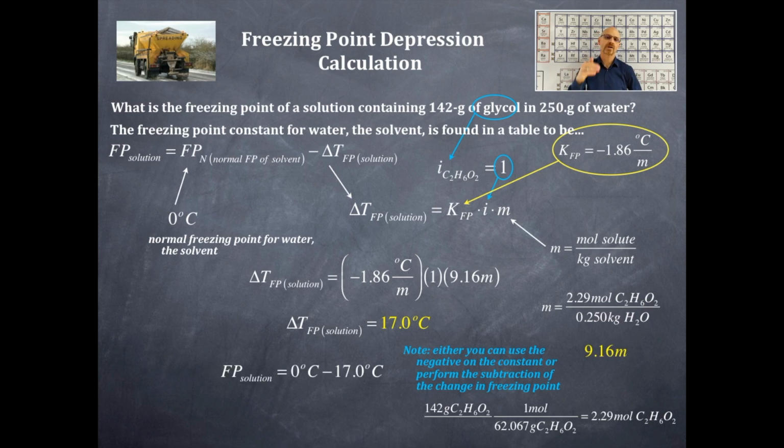So I'm going to plug this in here, so knowing that conceptually, you can either use the negative or subtracting. It's up to you. 0 degrees Celsius, that's an exact number, and then the minus 17.0 degrees Celsius, and I'm going to get negative 17.0 degrees Celsius for my final freezing point of this solution. So that means it must reach a temperature of negative 17 degrees Celsius before it starts freezing, with 142 grams of ethylene glycol in 250 grams of water. That is a super cool problem.